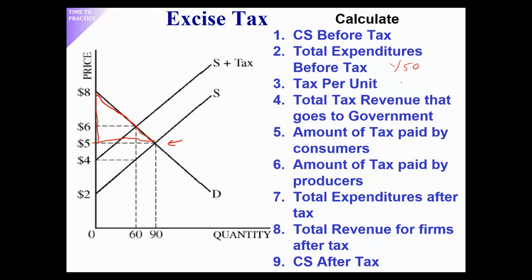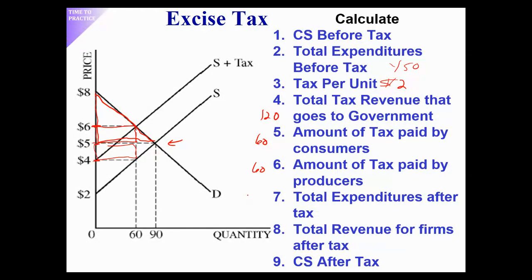The tax per unit here would be $2, right? 6 minus 4 is 2. The total tax revenue that goes to the government, $2 times 60, that would be 120. The amount of tax paid by the consumers is this box right here, which would be $1 times 60, so 60. The amount of tax paid by the producers would be 5 minus 4 is 1, and that would be this area here. So again, that would be 60.